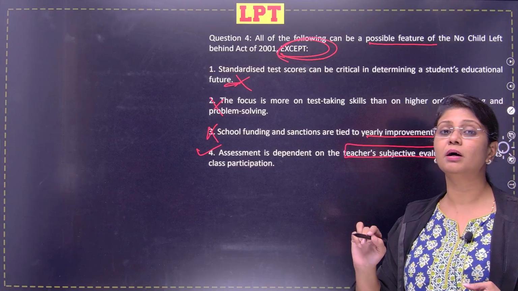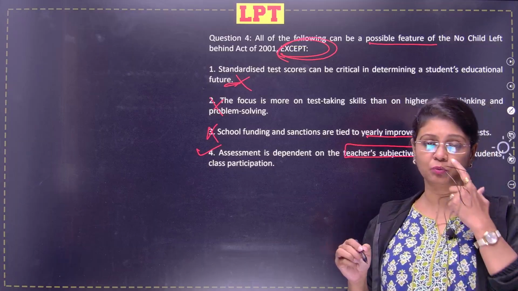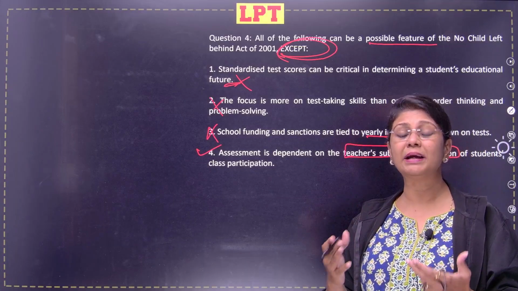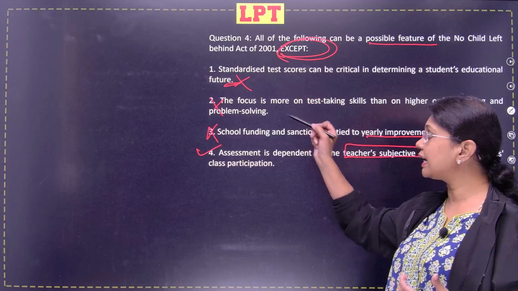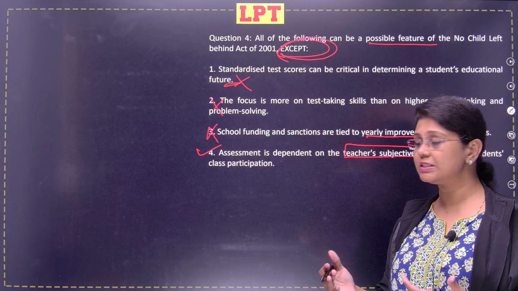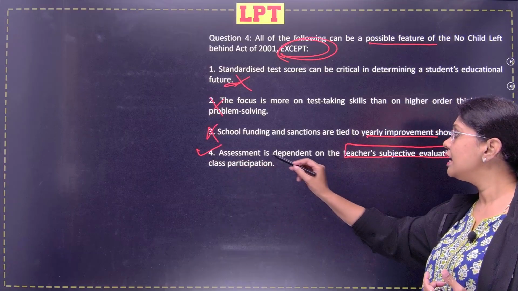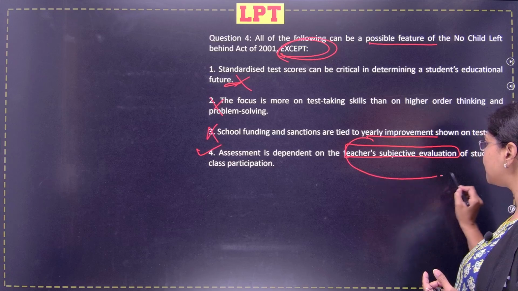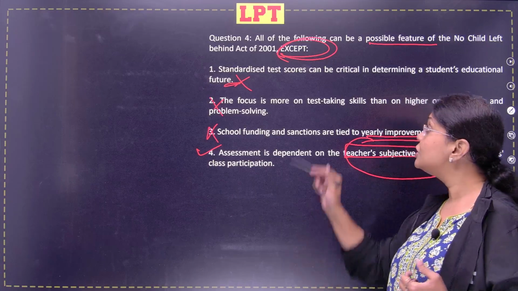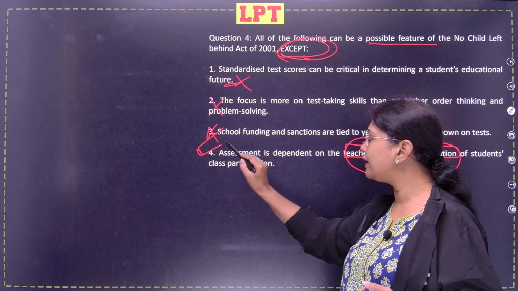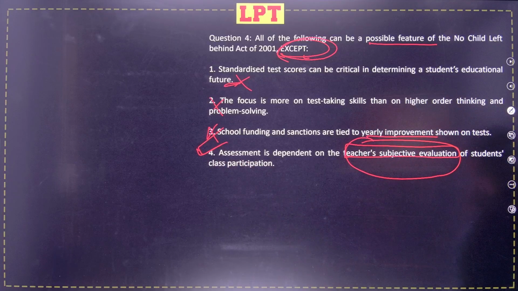Okay, so when we talked about the No Child Left Behind Act of 2001, we were saying that if the same metrics are applied to the school system, this is what the consequences would be. So first, second and third are the negative fallout of metric fixation. Whereas the fourth says assessment is dependent on the teacher's subjective evaluation, where you don't pay special emphasis to metric fixation. So this is the answer to the except question and forms the correct answer. I hope you understand how we have related metric fixation with the No Child Left Behind Act of 2001.